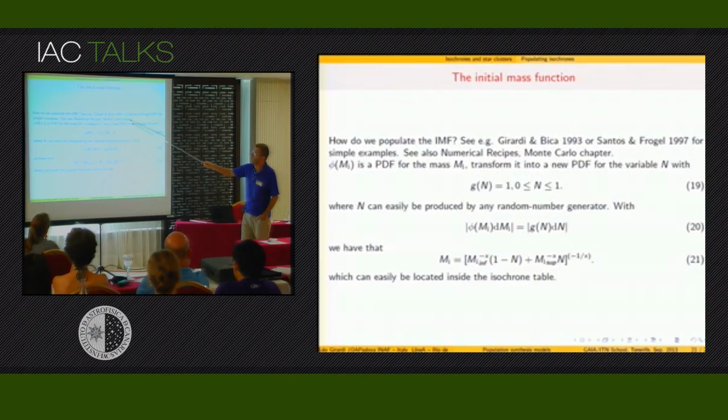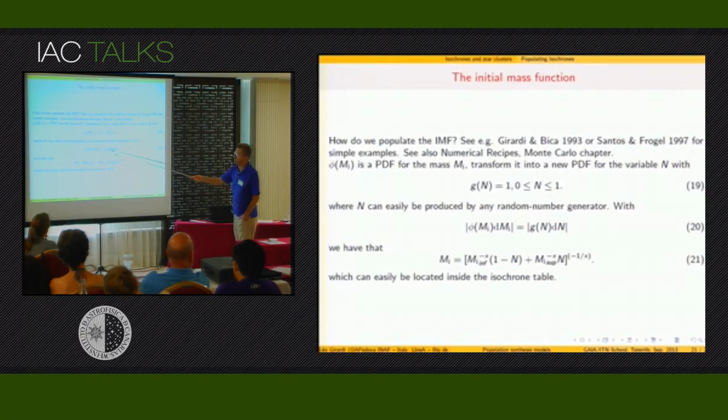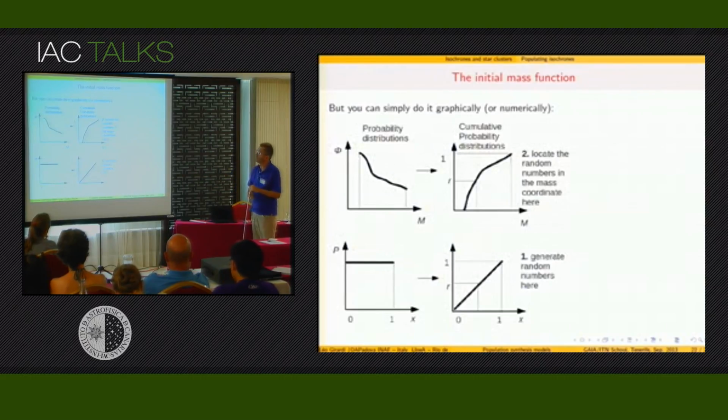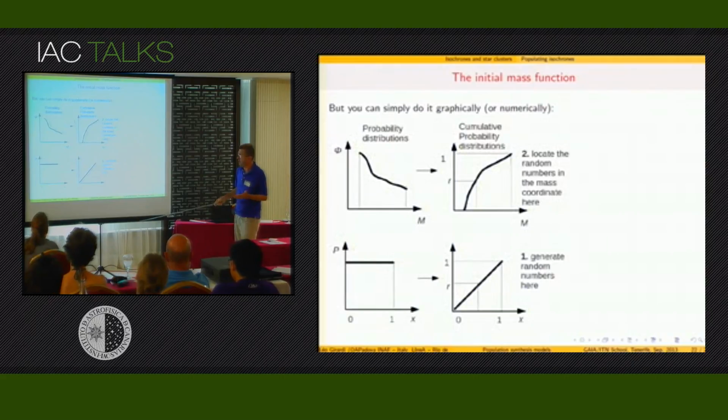So how do you populate the IMF? We have a few papers that show you how to do that, like Girardi and Santos de Frogel. You can also look at the Numerical Recipes books. There's a chapter about Monte Carlo methods, which tells everything, even on the first page, about how you can generate random stars following a given probability distribution function. In this case, we want to generate random stars following the IMF.